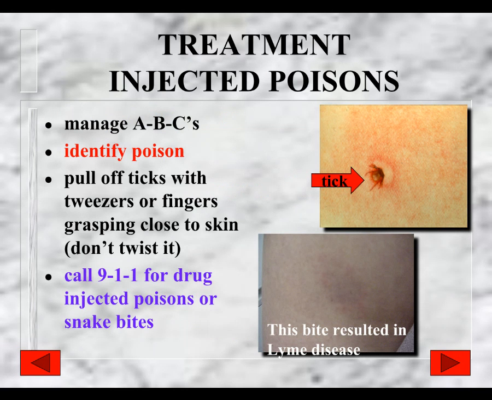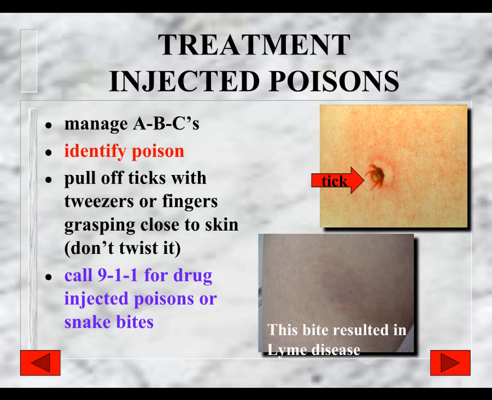Treatment for injected poisons. So that would be manage ABCs, identify the poison. If it's a tick, you want to pull it off with a tweezer, but you want to make sure that the head also comes out. You do not want to leave the head in, because ticks can have Lyme disease.